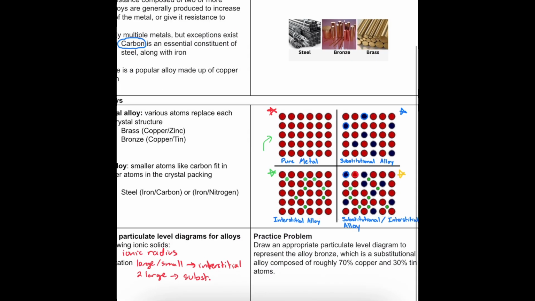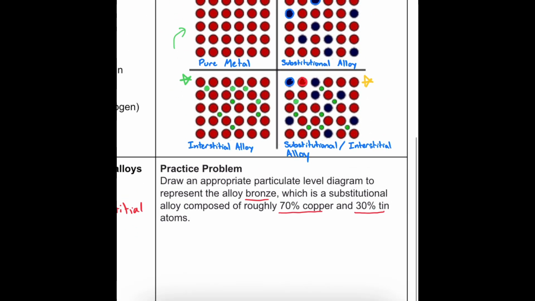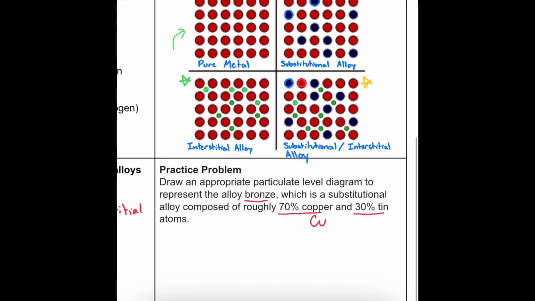All right, so let's look at this practice problem here. This practice problem says draw an appropriate particulate level diagram to represent the alloy bronze, which is a substitutional alloy composed roughly of 70% copper and 30% tin. All right? So, paying attention to copper and tin on the periodic table, copper is Cu and tin is going to be Sn. We figure out, if we look at their positioning on the periodic table, that tin is in the row below copper, and so tin is just going to be a little bit larger. Not a ton, but just a little bit.